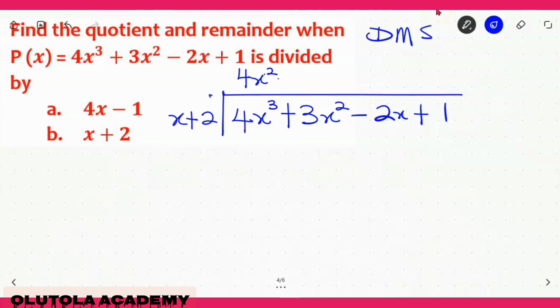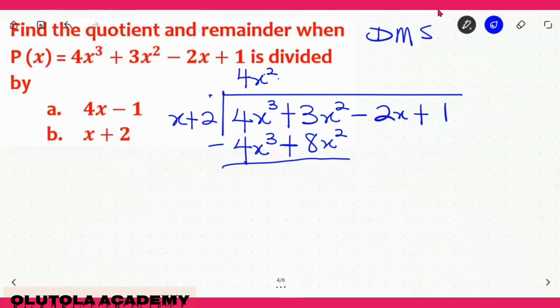Then I do my M, I'll multiply. As I said earlier, when you are doing your M, your multiply, you are going to multiply by the entire divisor. So 4x square multiplied by x plus 2 will give us 4x raised to power 3 plus 8x square. Already you know that 4 times 2 is 8. So then I do my S, which is to subtract.